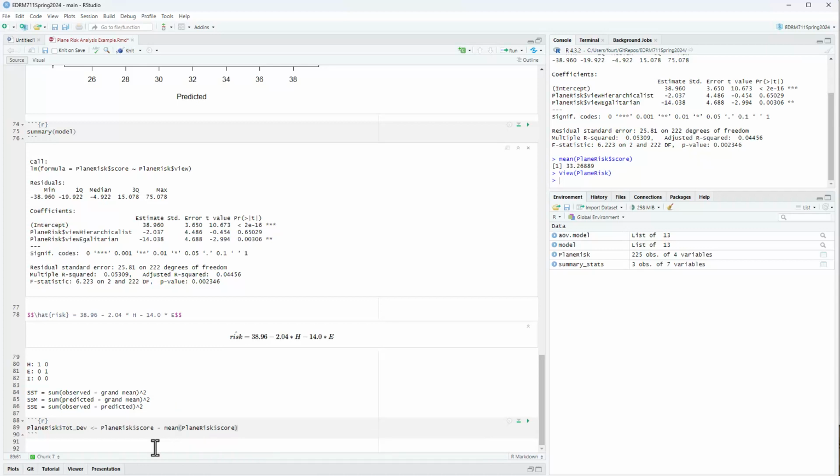And that will be their total deviation. Then for their model, the explain piece, the part that's explained by the model, remember what the model is doing: it's predicting for each person in a group the mean for that group. So the sum of squares model will be the predicted for that group, which is just going to be the mean for that group.